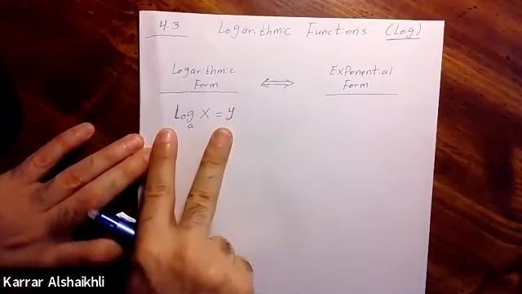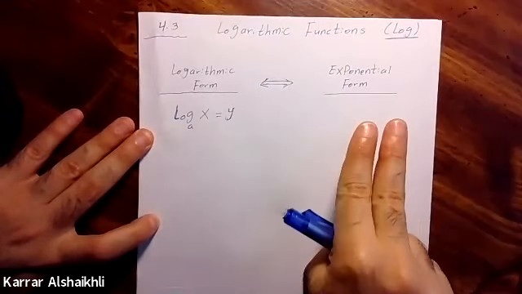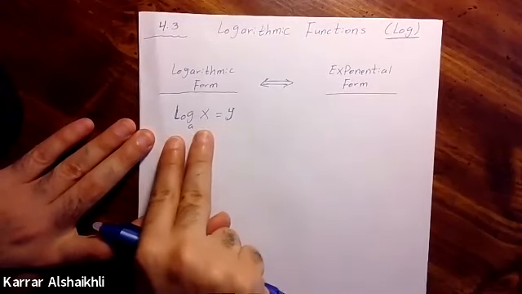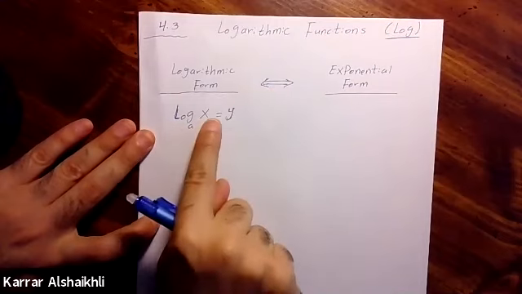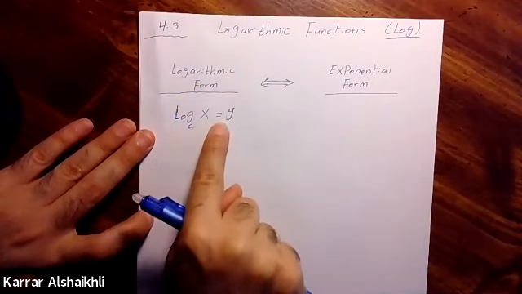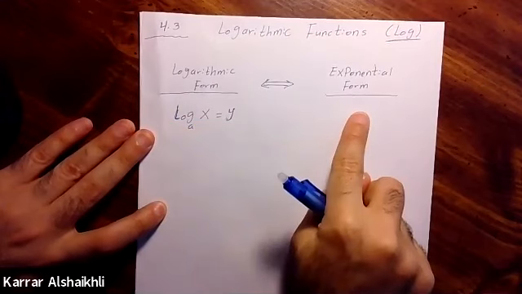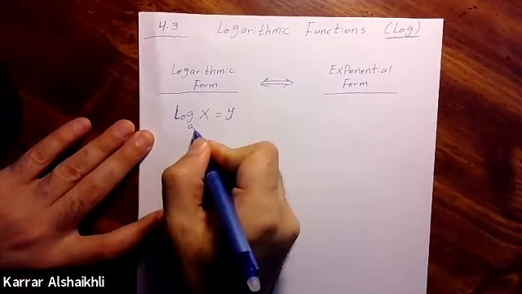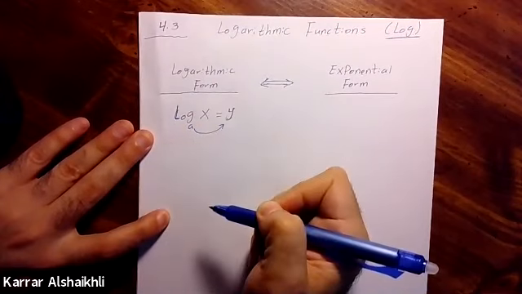Sometimes you will get this one and they ask you to convert to the exponential form. Or they're going to give you the exponential form and ask you to convert to the log form. So this is the log form: log of x to the base a, or log to the base a of x equals y. To convert this to the exponential form, we're just going to do one thing: move the base from here to be the base to the y.